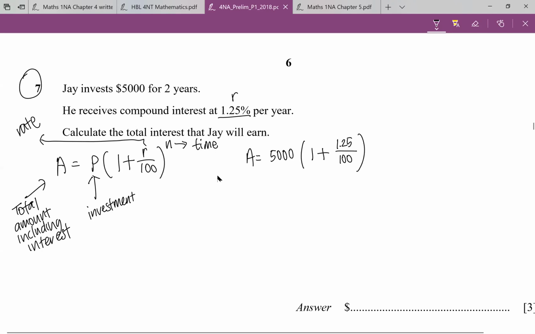I don't understand. You don't understand. So actually this interest rate just means the extra money that you're given. You're given 1.25 of how much you invest. Yes, correct.